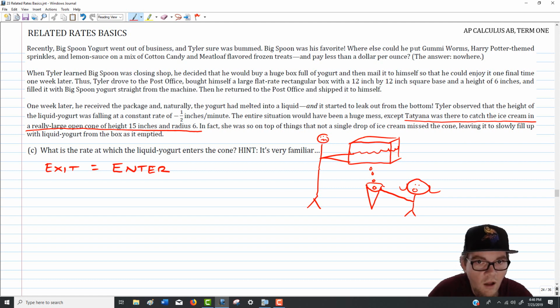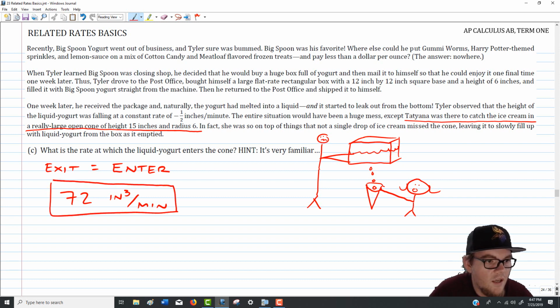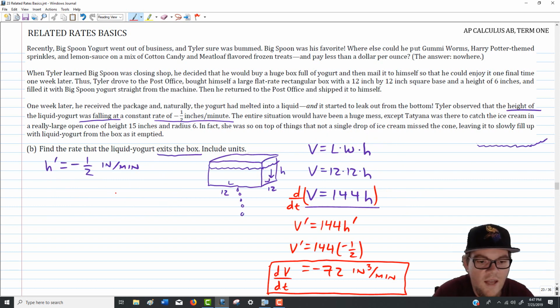Simply for the sake of, it's the same freaking yogurt. The yogurt hasn't changed at all. I mean, technically it's melted, but it was already melted. It's the same yogurt. So that tells me that the answer is going to be 72 inches cubed per minute. So it's basically gushing out of the box, but we don't have to worry too much about that. It's basically covering it in. It's the exact same stuff we were dealing with before. Nothing has changed about it.